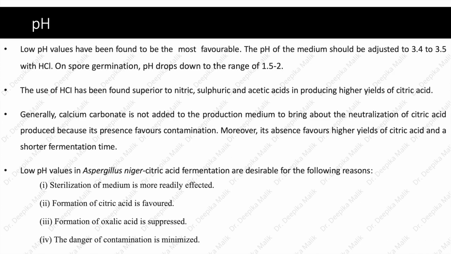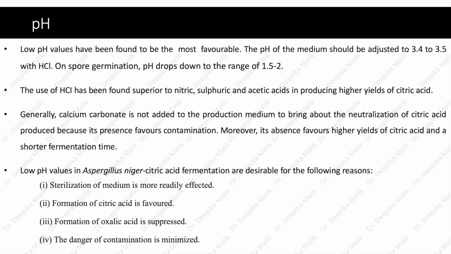Low pH values have been found to be the most favorable for citric acid production. The pH of the medium is initially adjusted to 3.4 to 3.5 with HCl. On spore germination, pH drops down to the range of 1.5 to 2. The use of HCl has been found superior to nitric, sulfuric and acetic acids in producing higher yields of citric acid. Generally, calcium carbonate is not added to the production medium to bring about the neutralization of citric acid produced because its presence favors contamination. Moreover, its absence favors high yields of citric acid and a shorter fermentation time.